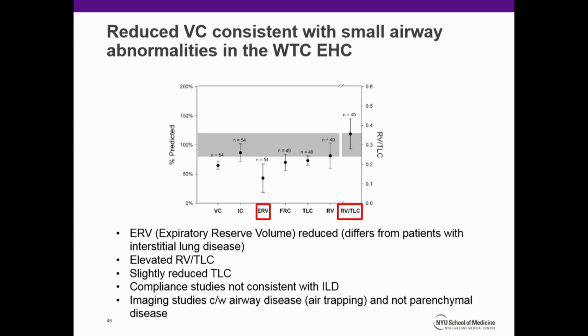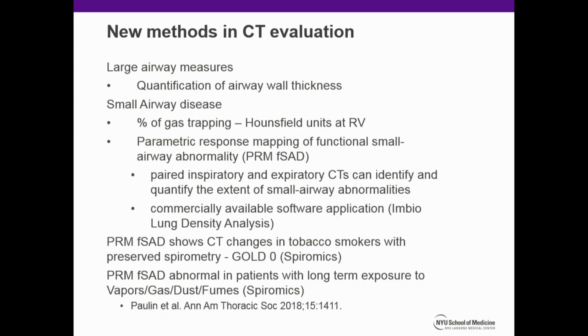And if we looked at a small group, you could see in this group who had a reduced vital capacity, they had a reduced expiratory reserve volume, they had elevated RV-TLC, slightly reduced TLC. We did compliance studies. They did not have stiff lungs. And they had imaging studies, again, showing some air trapping, but we couldn't really quantify that.